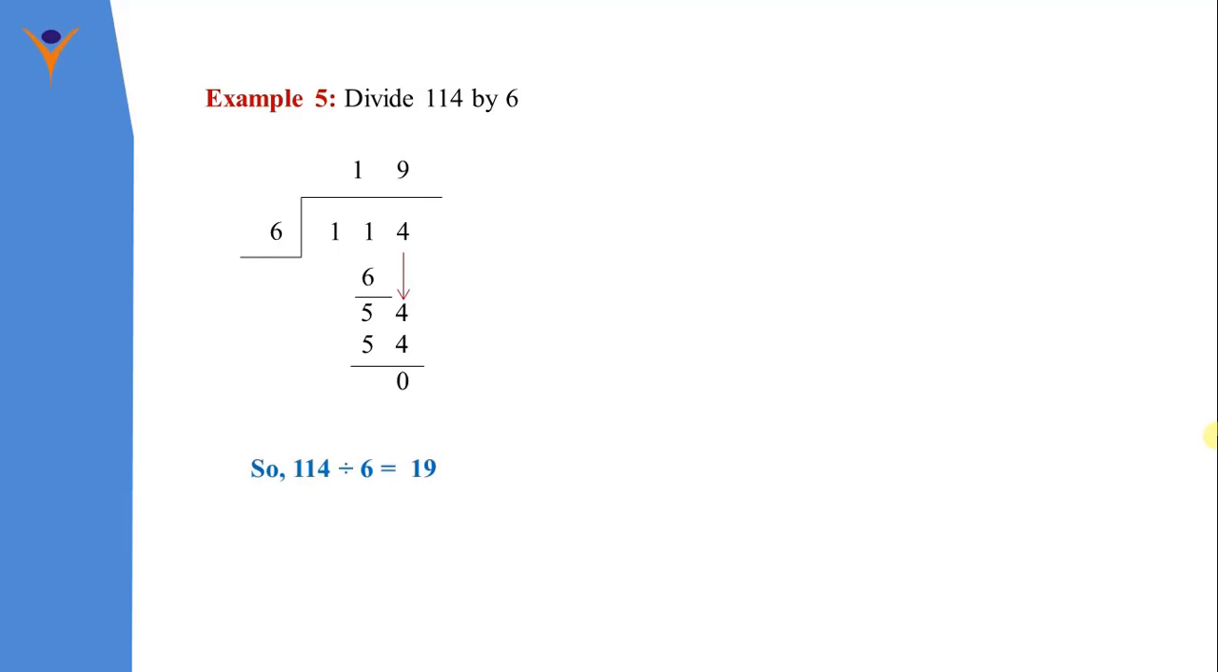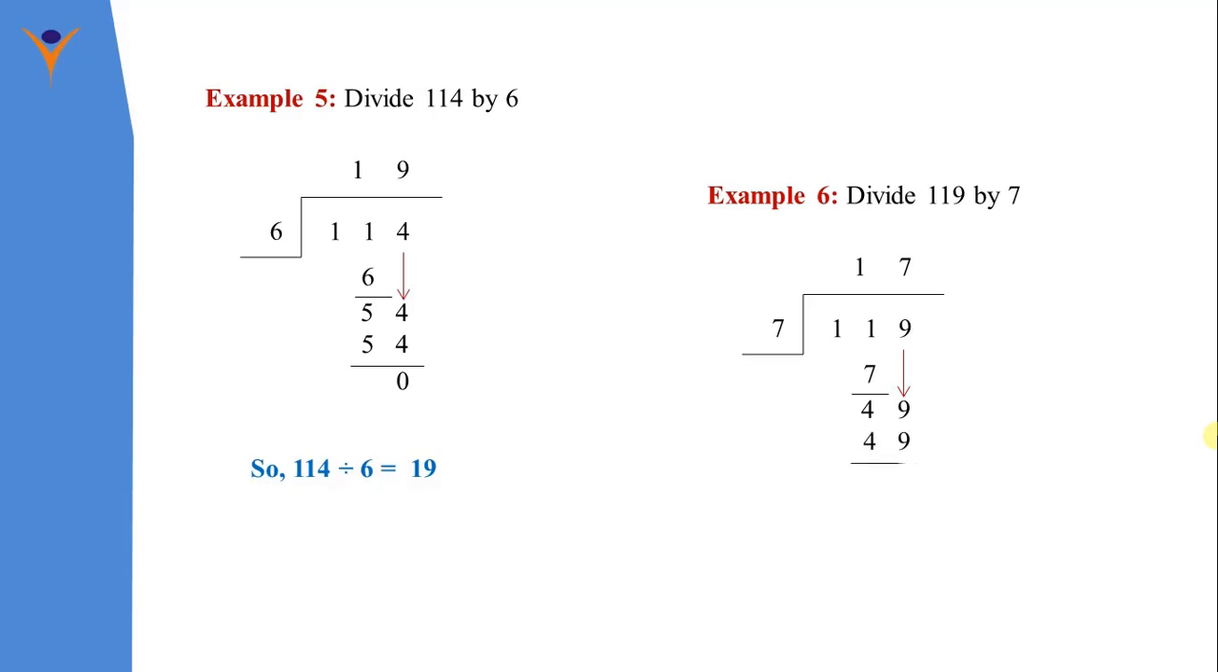Good. Then the final example. It says divide 119 by 7. So there we go. We divide 11 first of all by 7. That will give us 1. Good. If we subtract 7 from 11, we have 4. Now we bring down the 9. That makes it 49. Dividing 49 by 7, we have 7, because 7 times 7 is 49. That is a 49. Subtracting, we have 0. Therefore, 119 divided by 7 is equal to 17.